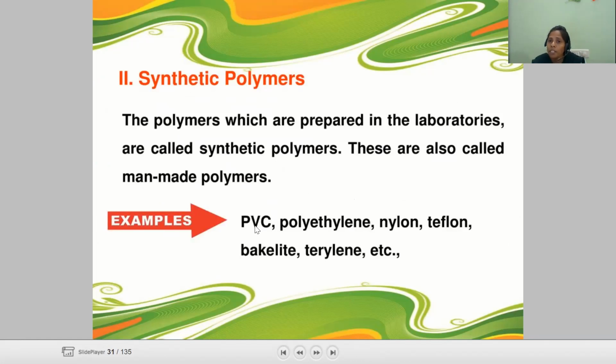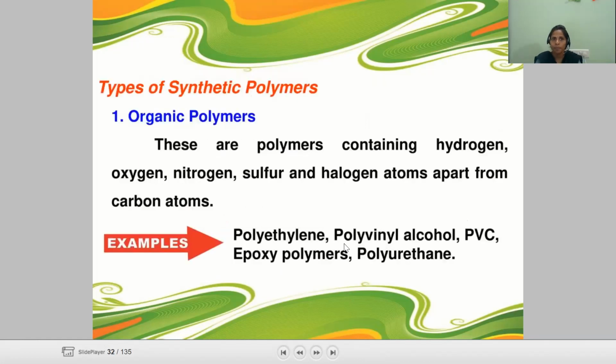And synthetic polymers means the polymers which are synthesized in the laboratory. These are called synthetic polymers. And these are also called man-made polymers because these are synthesized by human beings. And examples are PVC, polyethylene, nylon, Teflon, Bakelite, Terylene. These are the examples of synthetic polymers.